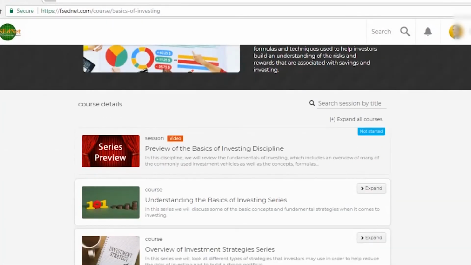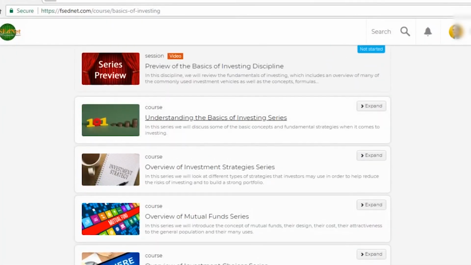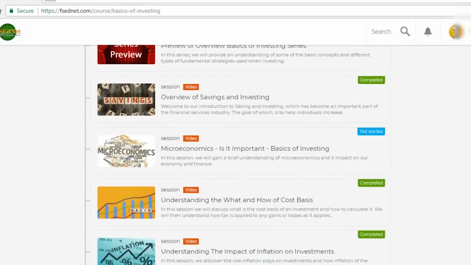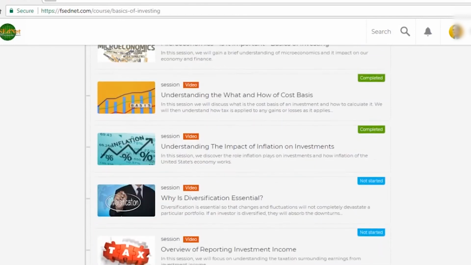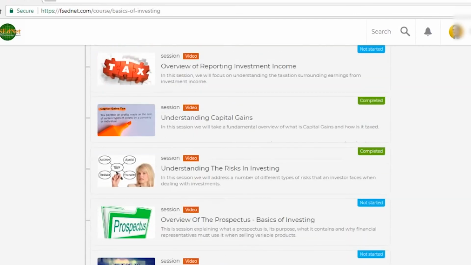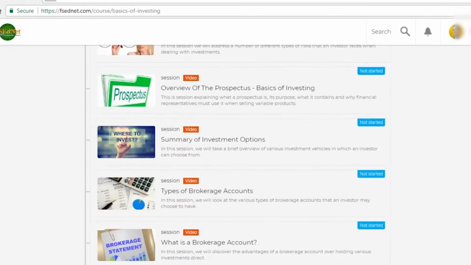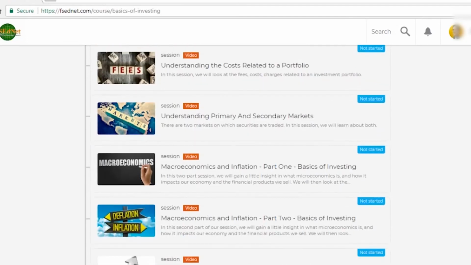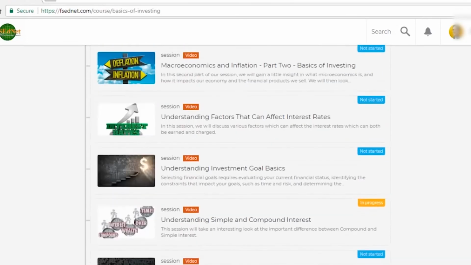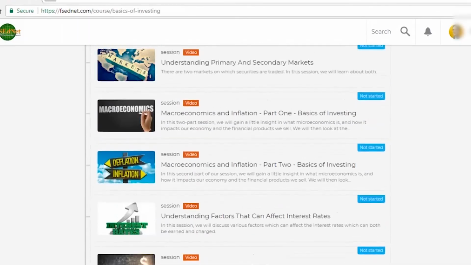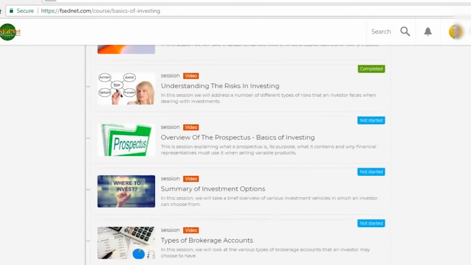Our first course is on understanding the basics of investing, and here we will feature sessions on topics such as how to set investment goals, understanding cost basis, effects of inflation and taxation on investments, the risk an investor faces, understanding indexes, the importance of diversification, differences between simple and compound interest, factors affecting interest rates, and so many others.